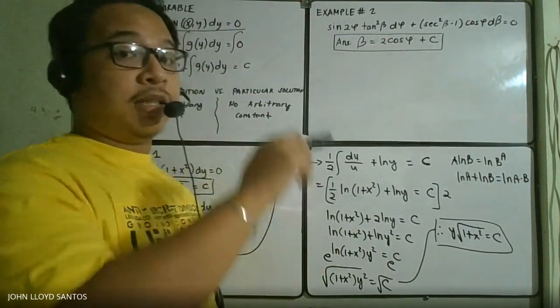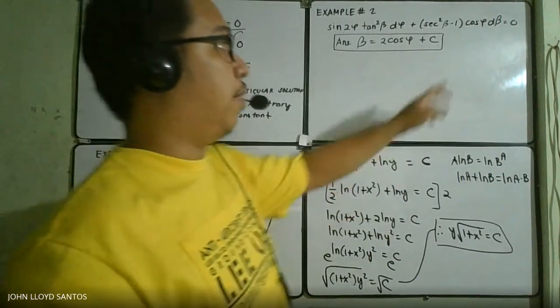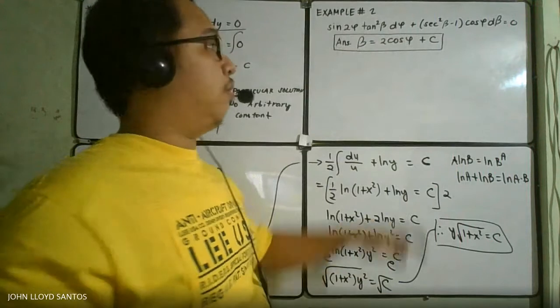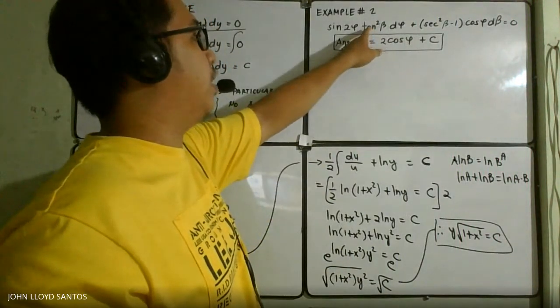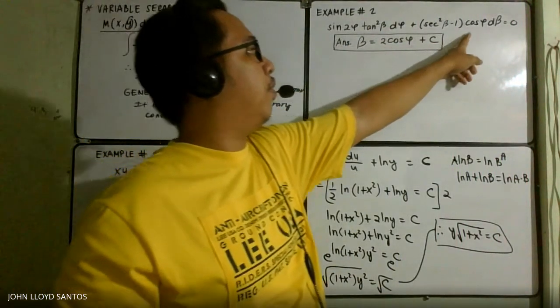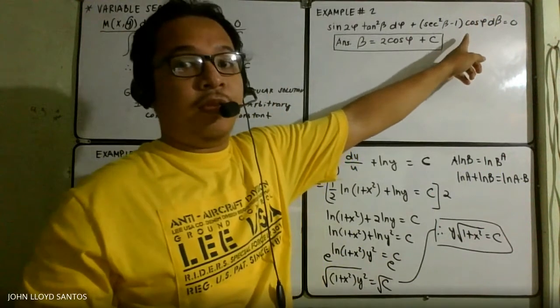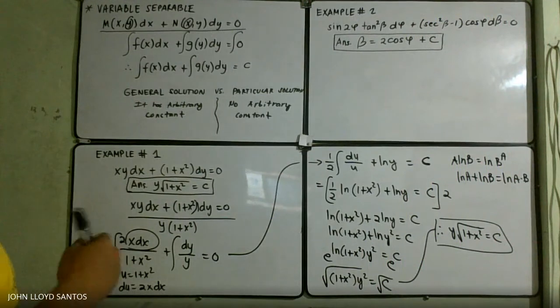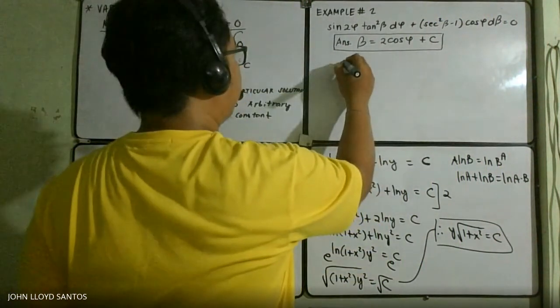So meaning, dapat lahat naka-d phi diyan. Dito sa kabila naka-beta. Ang problem kasi natin dito, meron tayong beta function, may beta dito na tangent squared beta. Sa kabila naman, yung beta, meron kang cosine phi. So same method, unang method, try nyo munang i-separate by simple division.